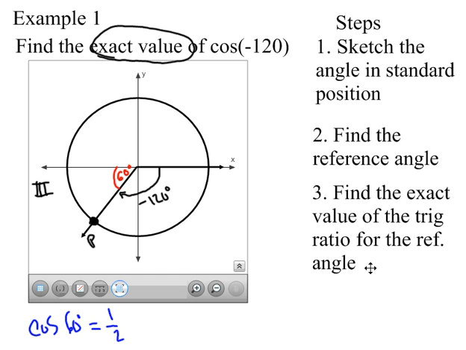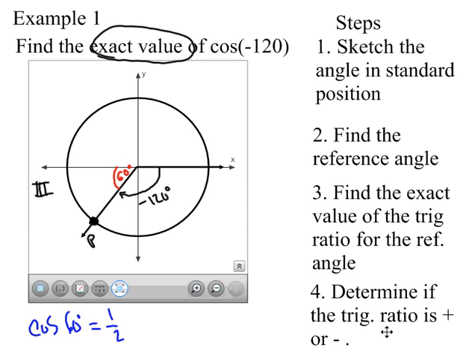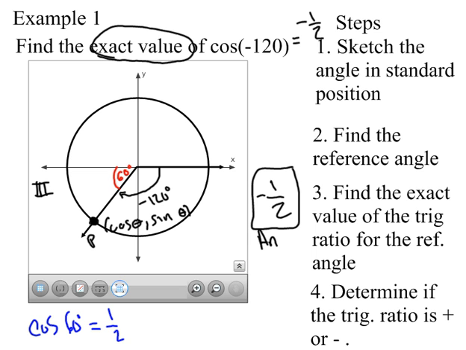So that's our last step: determine if the trig ratio is positive or negative. Why is cosine negative here? Well, remember we said that cosine of theta is the x-coordinate, and sine of theta is the y-coordinate. If you look here, the x-coordinates are negative. So we're going to say that the cosine of negative 120 degrees is negative 1/2. So that's our final answer, negative 1/2.